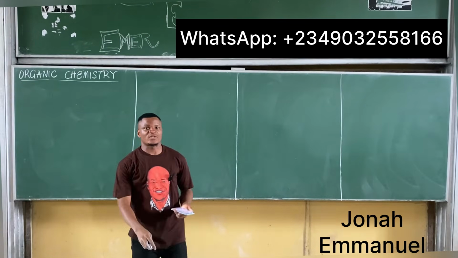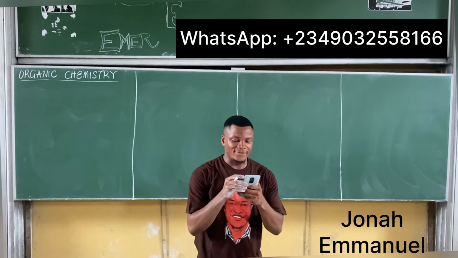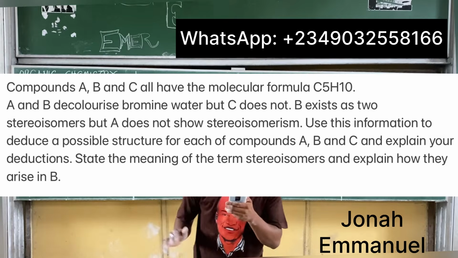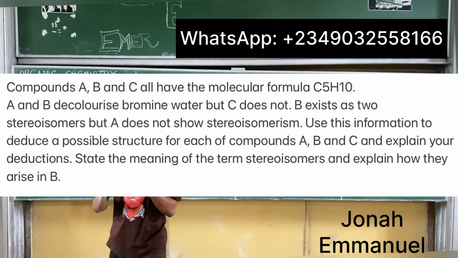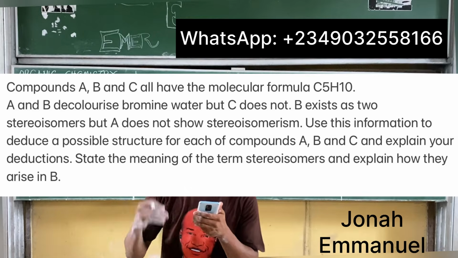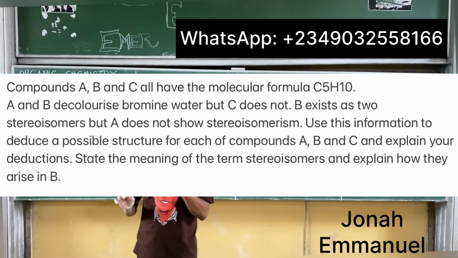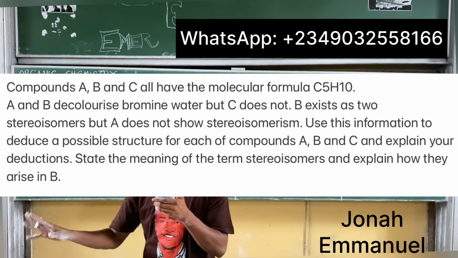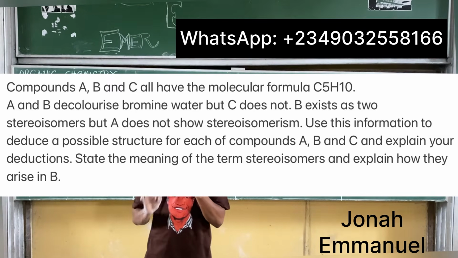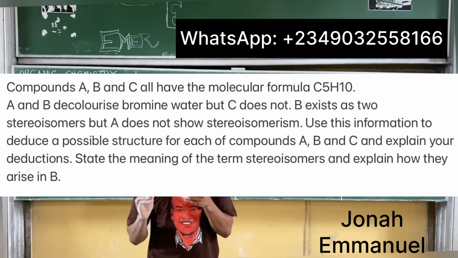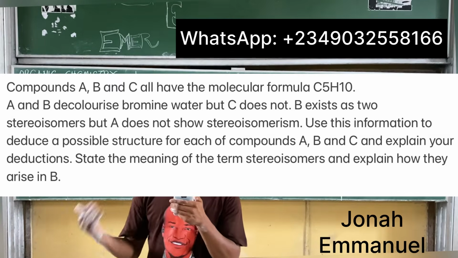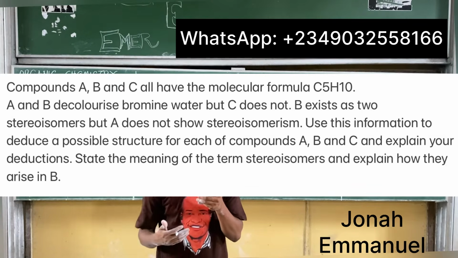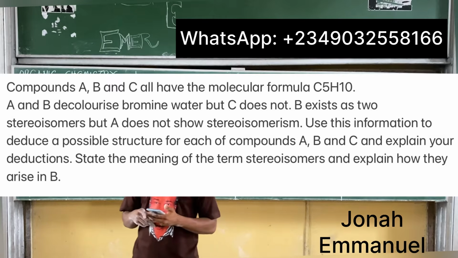All right, for recording purposes, please check your question. Let's try this question, please. Compounds A, B, and C all have the molecular formula C5H10. A and B decolorize bromine water, but C does not. B exists as 2 stereoisomers, but A does not show stereoisomerism. Use this information to deduce a possible structure for each of the compounds A, B, and C, and explain your deduction. State the meaning of the term stereoisomerism and explain how they arise in compound B.